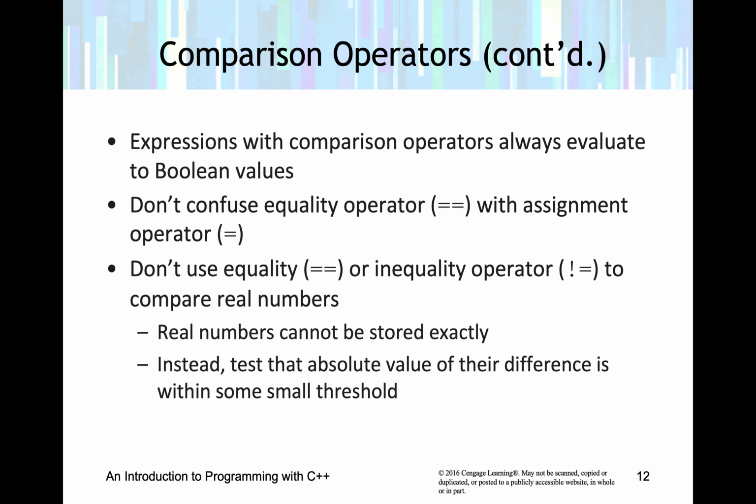Expressions with comparison operators always evaluate to Boolean values. So what it's saying is that anything with less than, greater than, all that, evaluates to a true or a false. Now remember not to confuse two equal signs with one equal sign. This means equality, this means assignment.